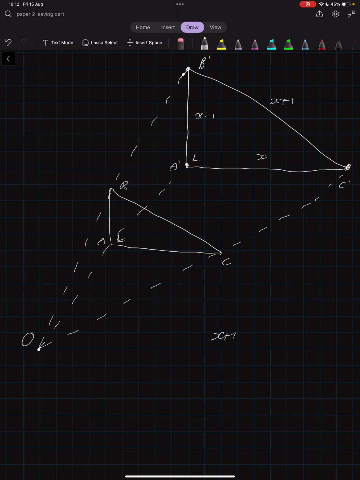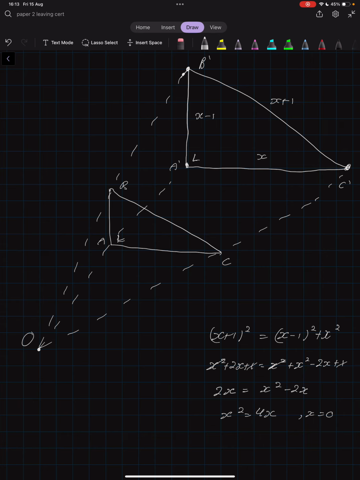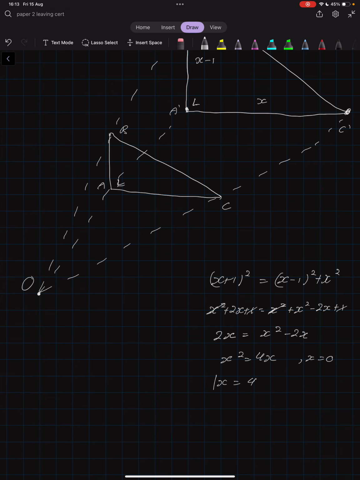So x plus 1 squared is equal to x minus 1 squared plus x squared. So x squared plus 2x plus 1 is equal to x squared plus x squared minus 2x plus 1. So the plus 1 cancels. The x squareds cancel. So I'm left with 2x equals x squared minus 2x. So x squared is equal to 4x. So either x equals 0 or x equals 4. Clearly x equals 4.